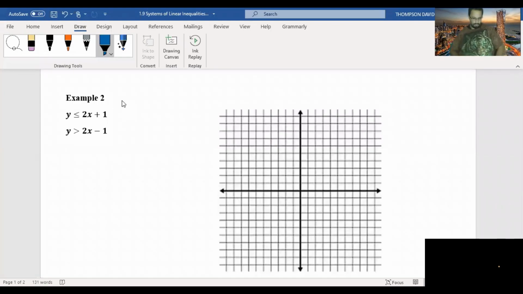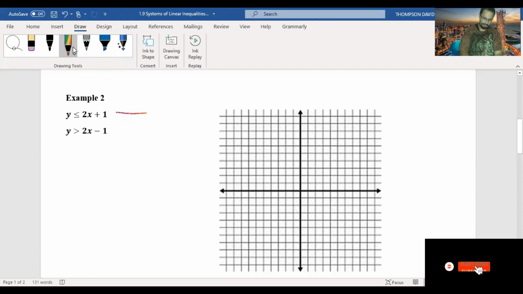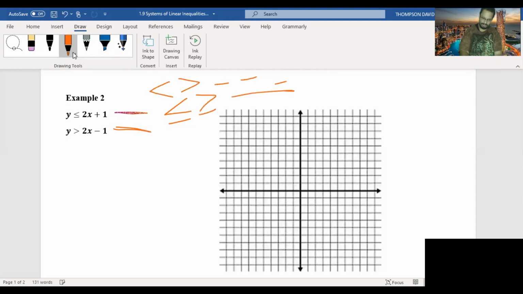Example 2. We're given y is less than or equal to 2x plus 1, and y is greater than 2x minus 1. Just like in the last example, we'll do the top equation in rainbow, and we'll do the bottom equation in orange. So recall when we have a greater than or less than, this is a dashed line, and when we have less than or equal to or greater than or equal to, we want a solid line.